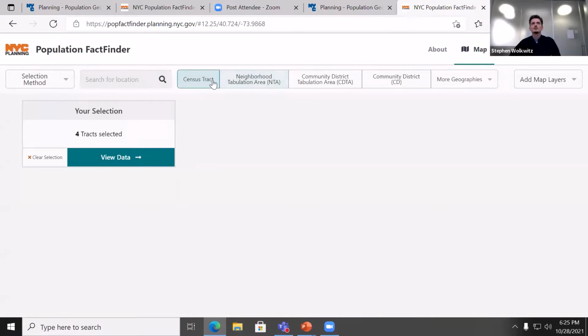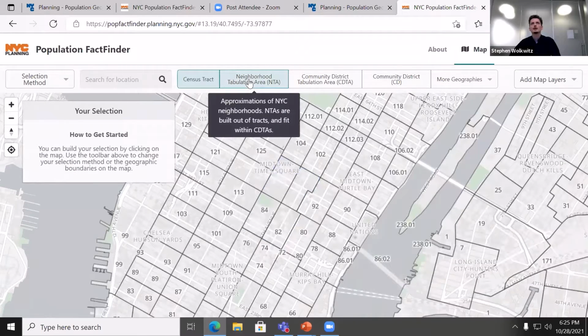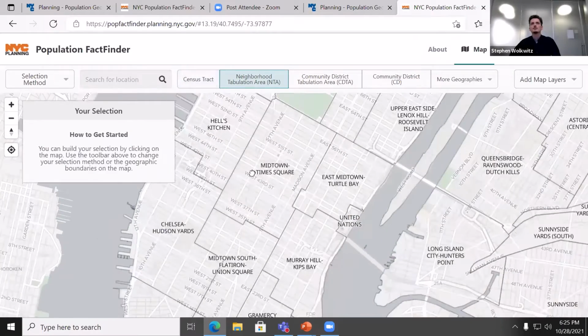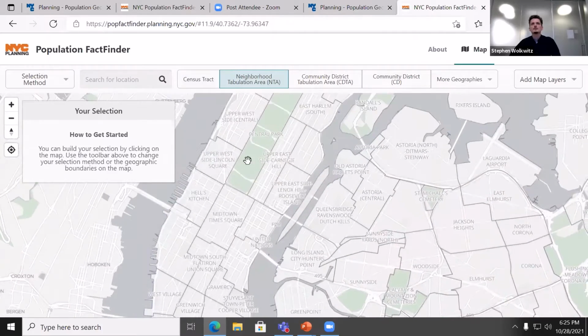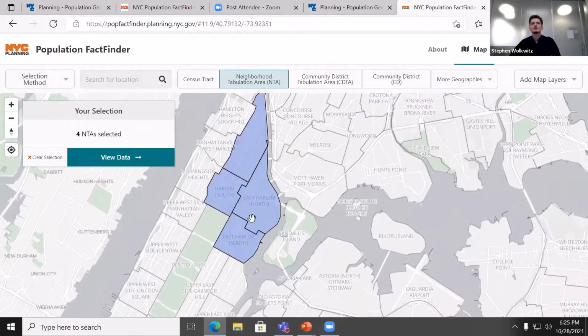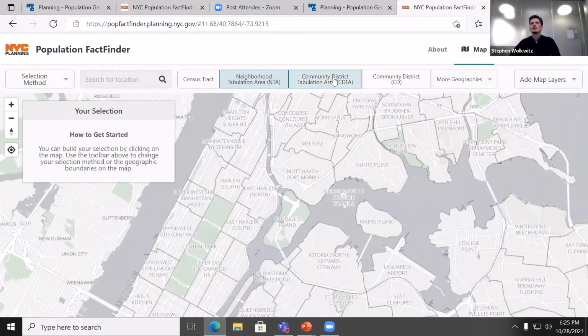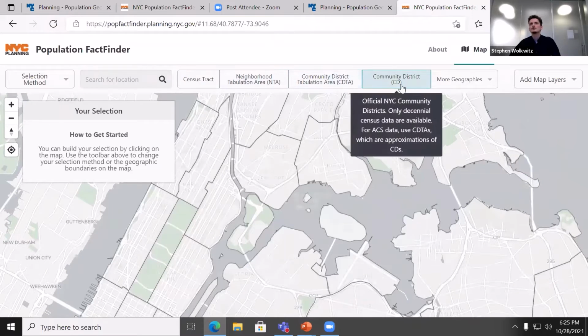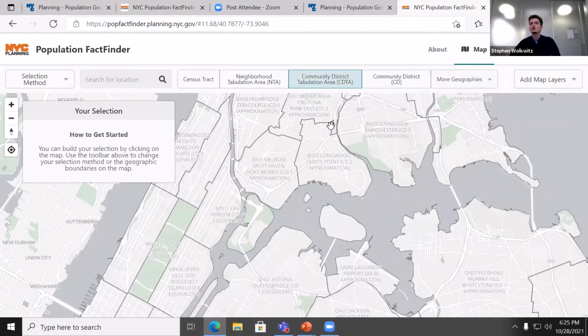I'm going to go back to the map here. You see it started in Census Tract, but along the top bar here, I can switch to the neighborhood tabulation areas. Perhaps I'm interested in seeing the data for East Harlem and Harlem together. I can do that here. I can clear my selection. You can also see the CDTAs, the exact community districts, which only provide decennial data. For ACS data, you would go to the community district tabulation areas. You can also view blocks, boroughs, or just get data for New York City as a whole, if you're interested in that.